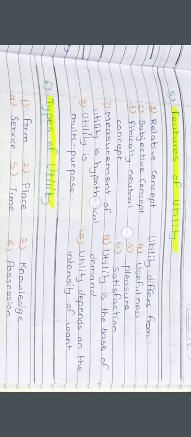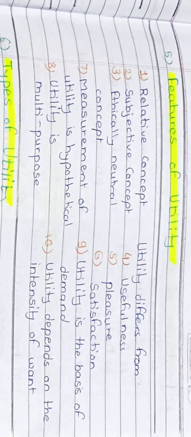Now let's see the features of utility. Relative concept, subjective concept, ethically neutral concept, measurement of utility is hypothetical, utility is multipurpose, utility differs from usefulness, utility differs from pleasure, utility differs from satisfaction, utility is the basis of demand. Utility depends on the intensity of want.